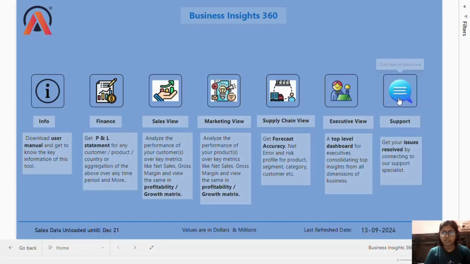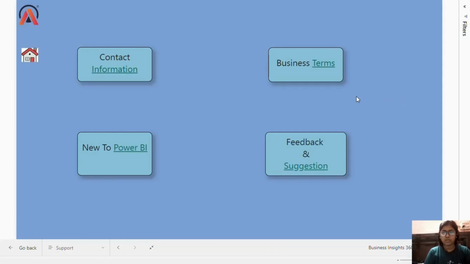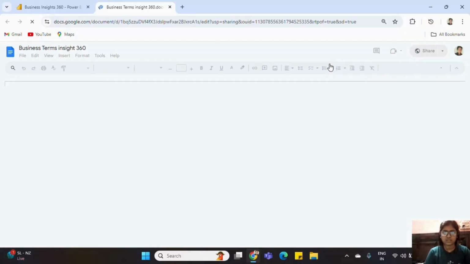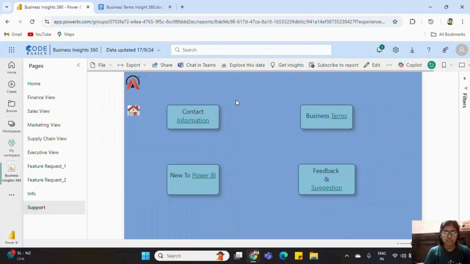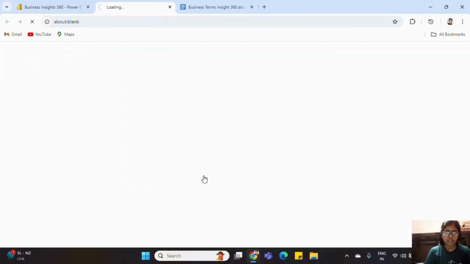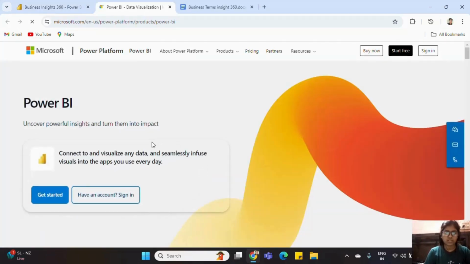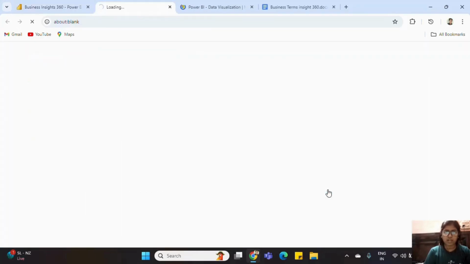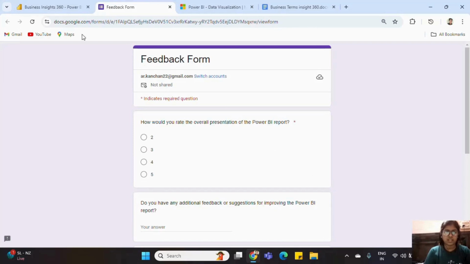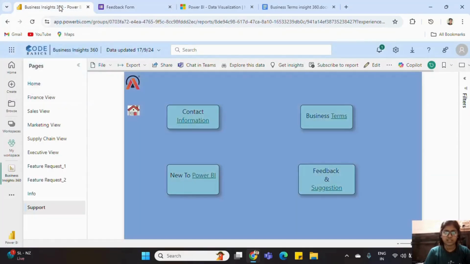Here I also added a support section. So if you want to know more about the business terms that I used throughout the project, you can click here. The documentation will open, you can read from here. If you are new to Power BI and want to explore it, I also added a link. You can click here and this page will open, you can explore here. And lastly, I also added a Google form for the feedback. So please let me know how you like the presentation and feel free to share any thoughts and suggestions. Your input is most welcome.